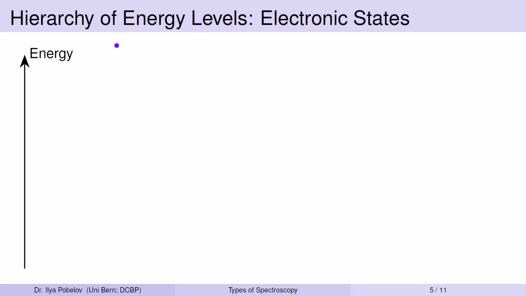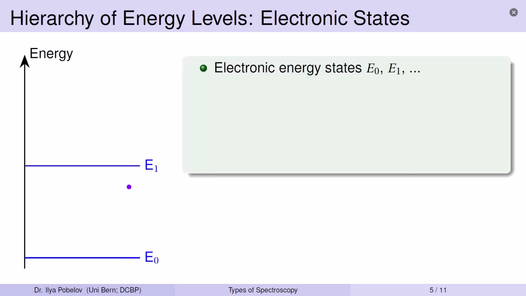Now we will show a representation of the energy levels in a chemical system. The vertical axis represents the energy, and as we move upwards, the energy increases. At the broadest level, we have energy levels corresponding to different electronic states. They are represented by the blue lines labeled E0, E1, and so on.